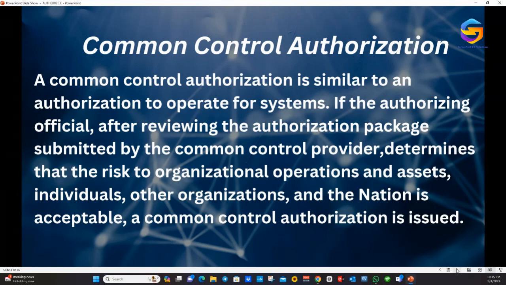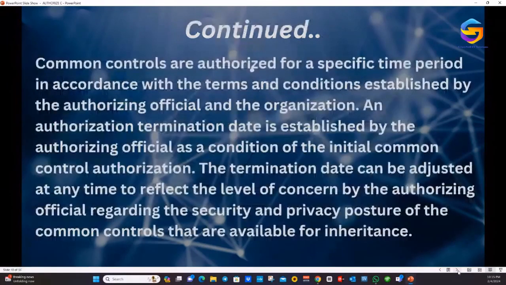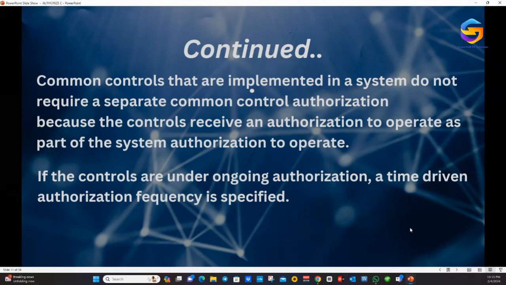Now, the second one is similar to the first one, but the banner here is common control authorization. So we follow the same steps, but this authorization is attached to the common controls that have been inherited into the system. So basically, they follow the same format, they follow the same explanation, but the keyword here is it has to do with a common control. Okay, so you just follow the same format as I said from the beginning.